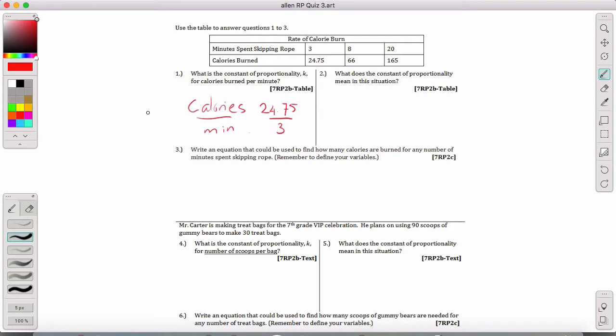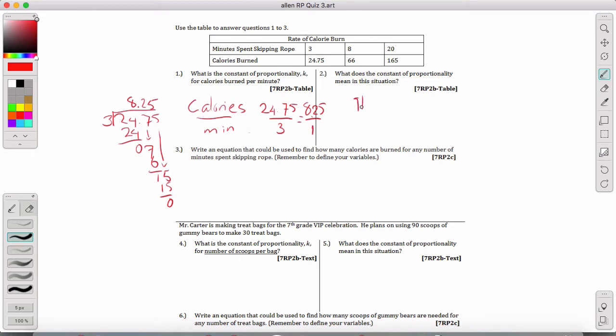When I do that division, I get 24 and 75/100ths divided by 3 equals 8. Remainder 0. 2. Remainder 1. Bring down the 5. Remainder 0. So this equals 8 and 25/100ths over 1 minute.